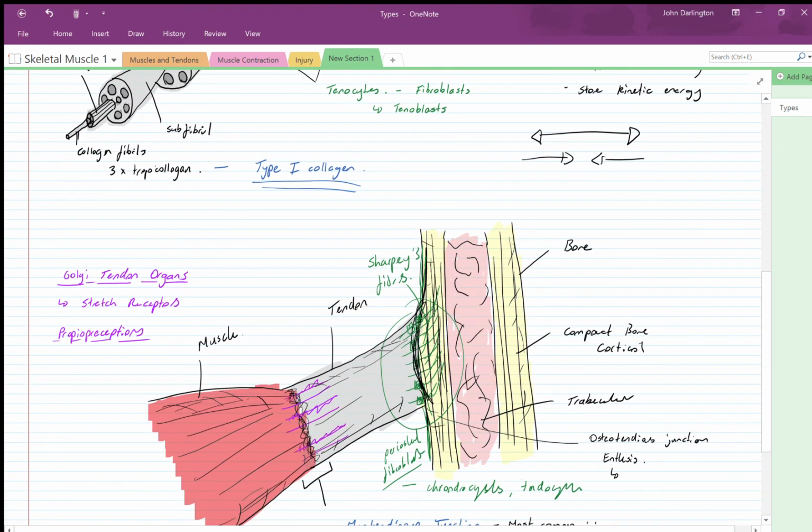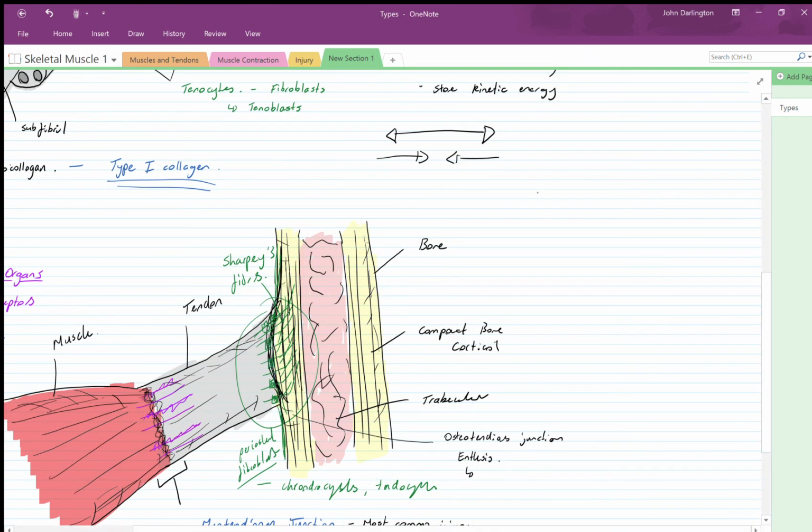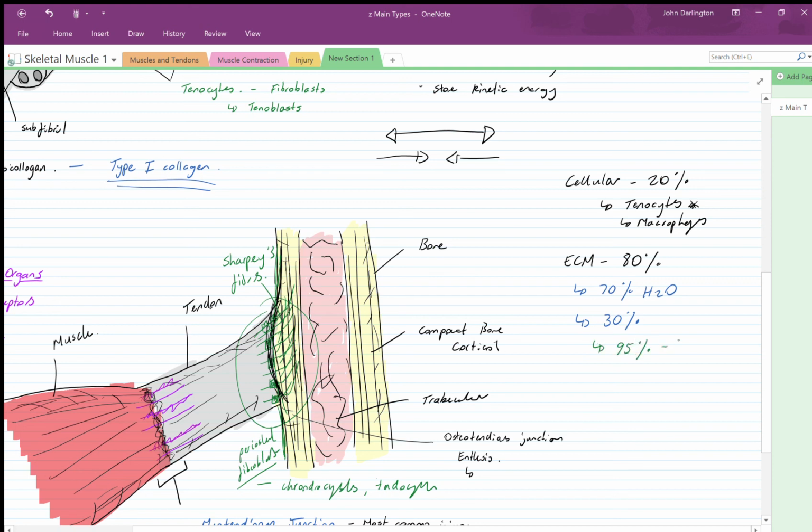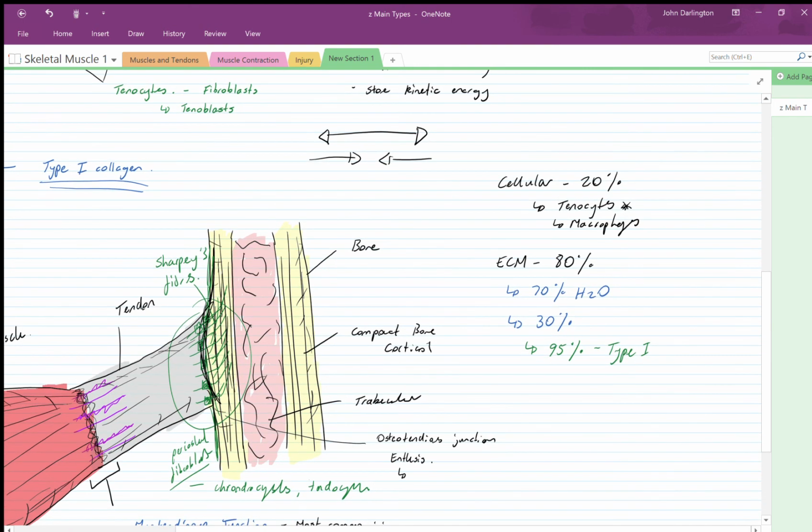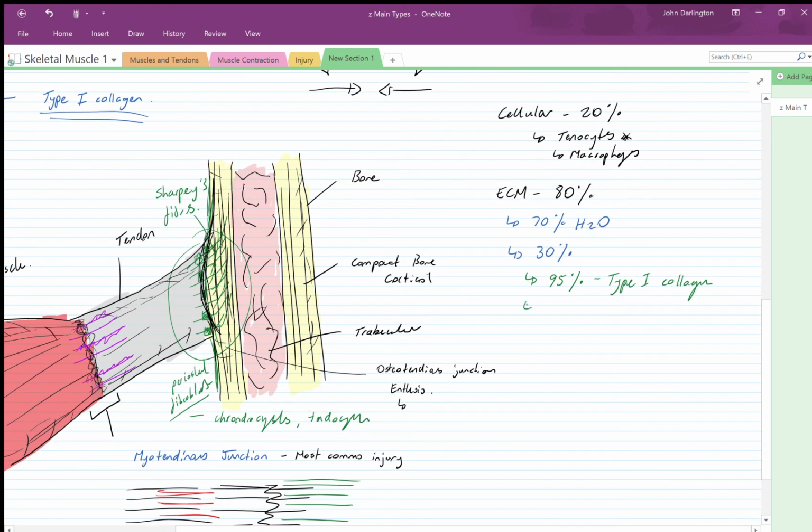One last thing that I will mention, which is very important, is how the tendons are made up. Their cellular component makes up about 20%, and that is predominantly tenocytes. There are a couple of resident macrophages and other inflammatory cells, but it is predominantly tenocytes or fibroblasts. The rest of it is extracellular matrix, which makes up 80%. Of the 80%, 70% is water. Of the 30% that is left, about 95% is type 1 collagen.